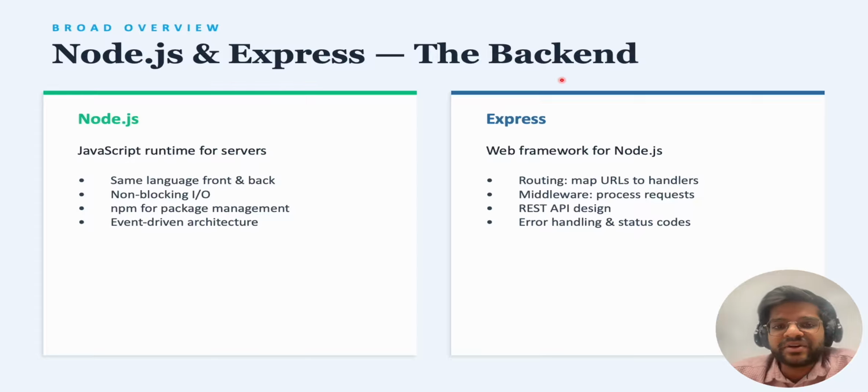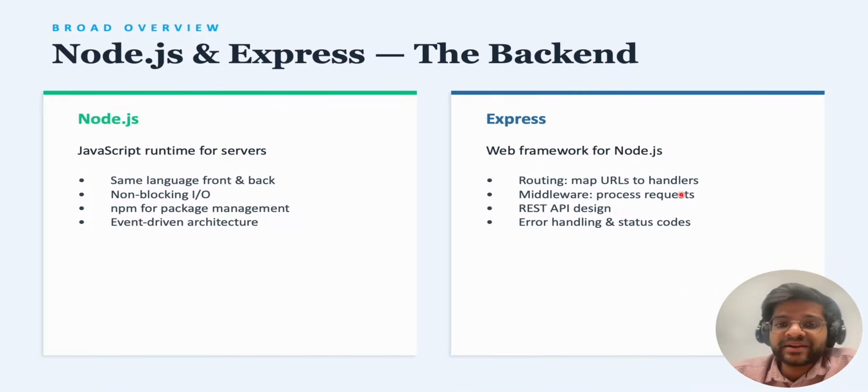And coming to Express, Express is a framework which is built on top of Node.js that makes our work easier to create a server. With Express, we can define routes, which map URLs to handler functions. For example, if we have something like an app.get with /api/tasks and the handler, when someone sends a GET request to /api/tasks, it runs the handler function.